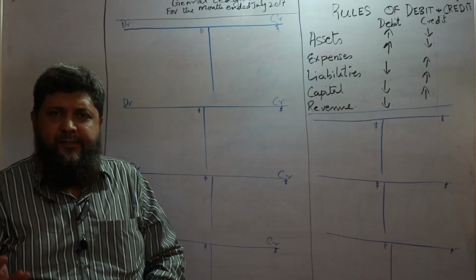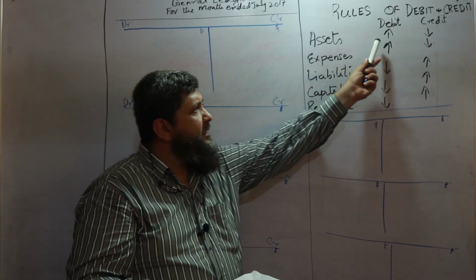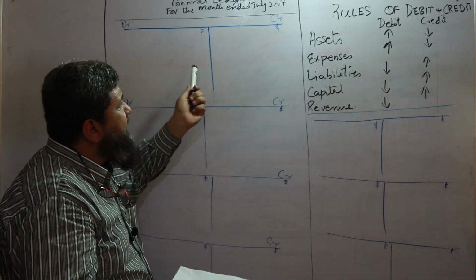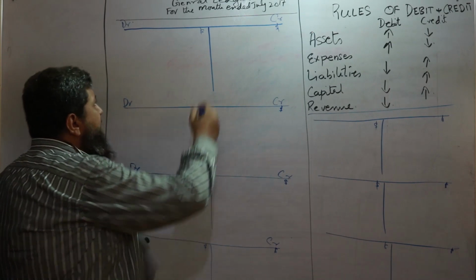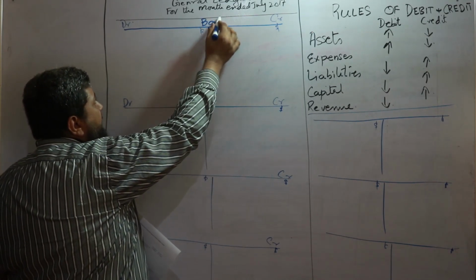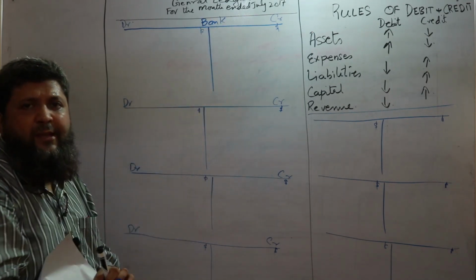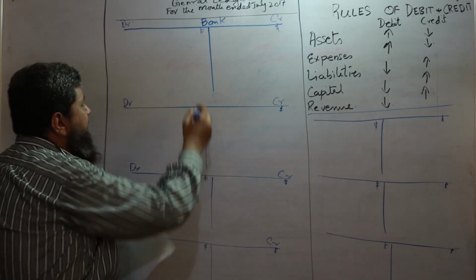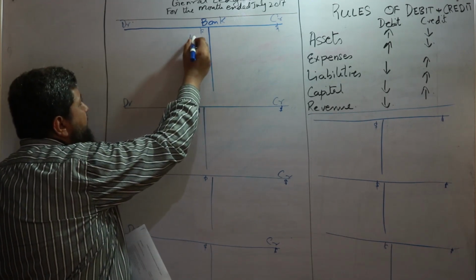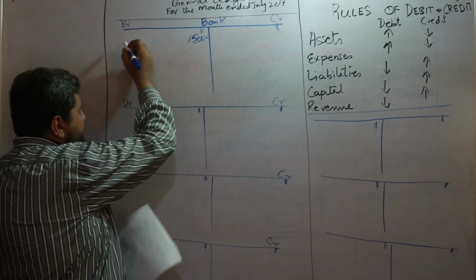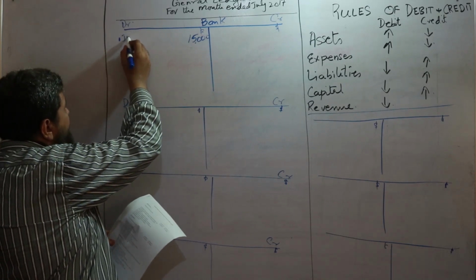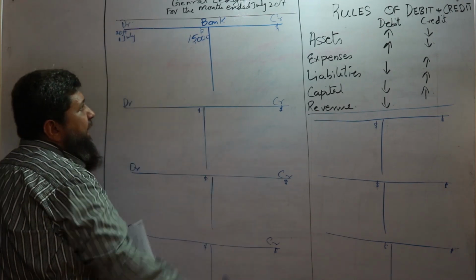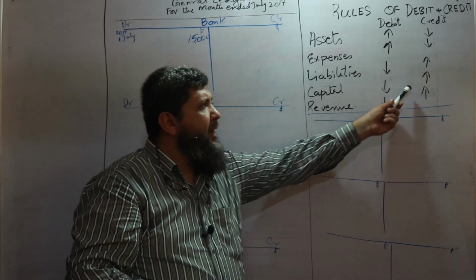Whenever assets increase, the rule suggests they should be posted on the debit side. So we will give a title to this T account, and the title we are going to give is bank. As the asset, that is bank, is increasing, we will record on the debit side of this bank account 15,000. We will write date 1st July 2017 here, and at the same time this amount is becoming our capital.